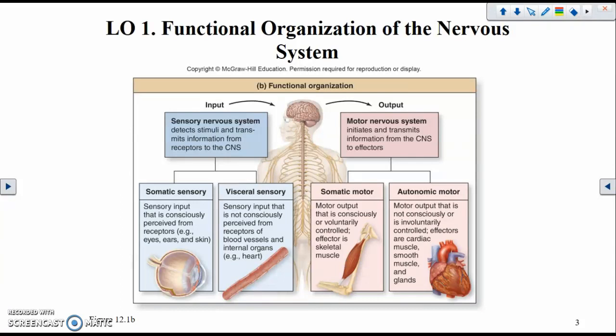And in this case, these are processes that we cannot consciously control, okay? So you cannot control your heart rate, right? You may be able to control your respirations for a little bit, but if you hold your breath long enough, you will pass out and your body will take over. Okay? You cannot control your digestion. So all of those things are autonomic motor functions.